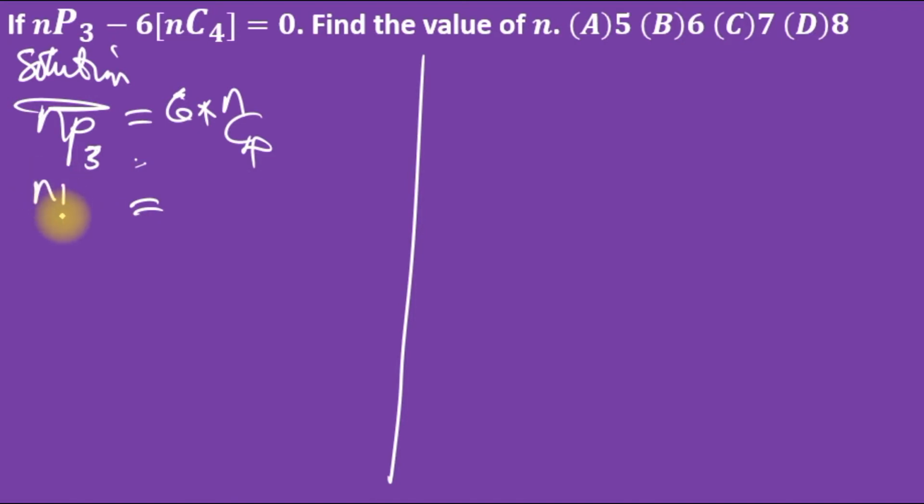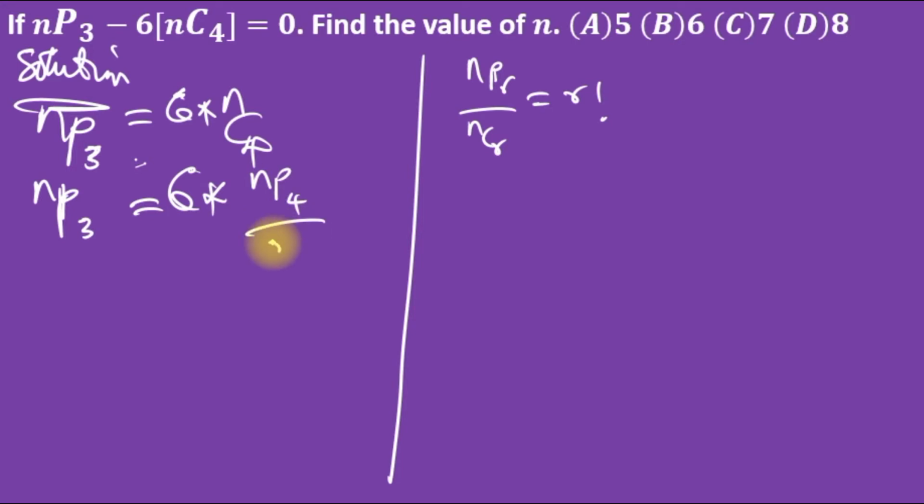So we have n permutation 3 equals 6 times... If you could remember that n permutation r over n combination r is r factorial, which implies that n combination 4 is n permutation 4 over 4 factorial. Relate this formula with this, making combination the subject of the formula: n combination r is n permutation r over r factorial. Now r is 4. So we continue.